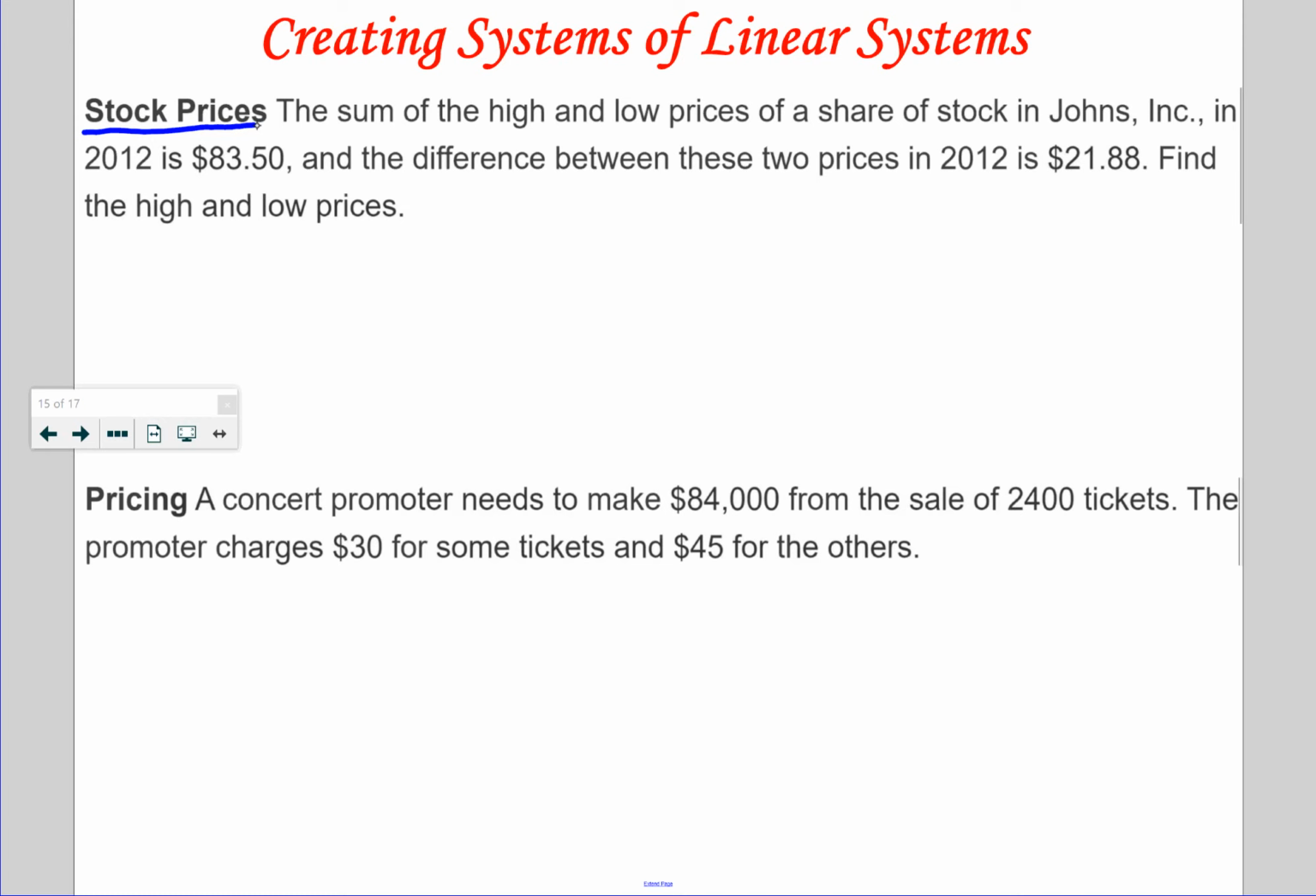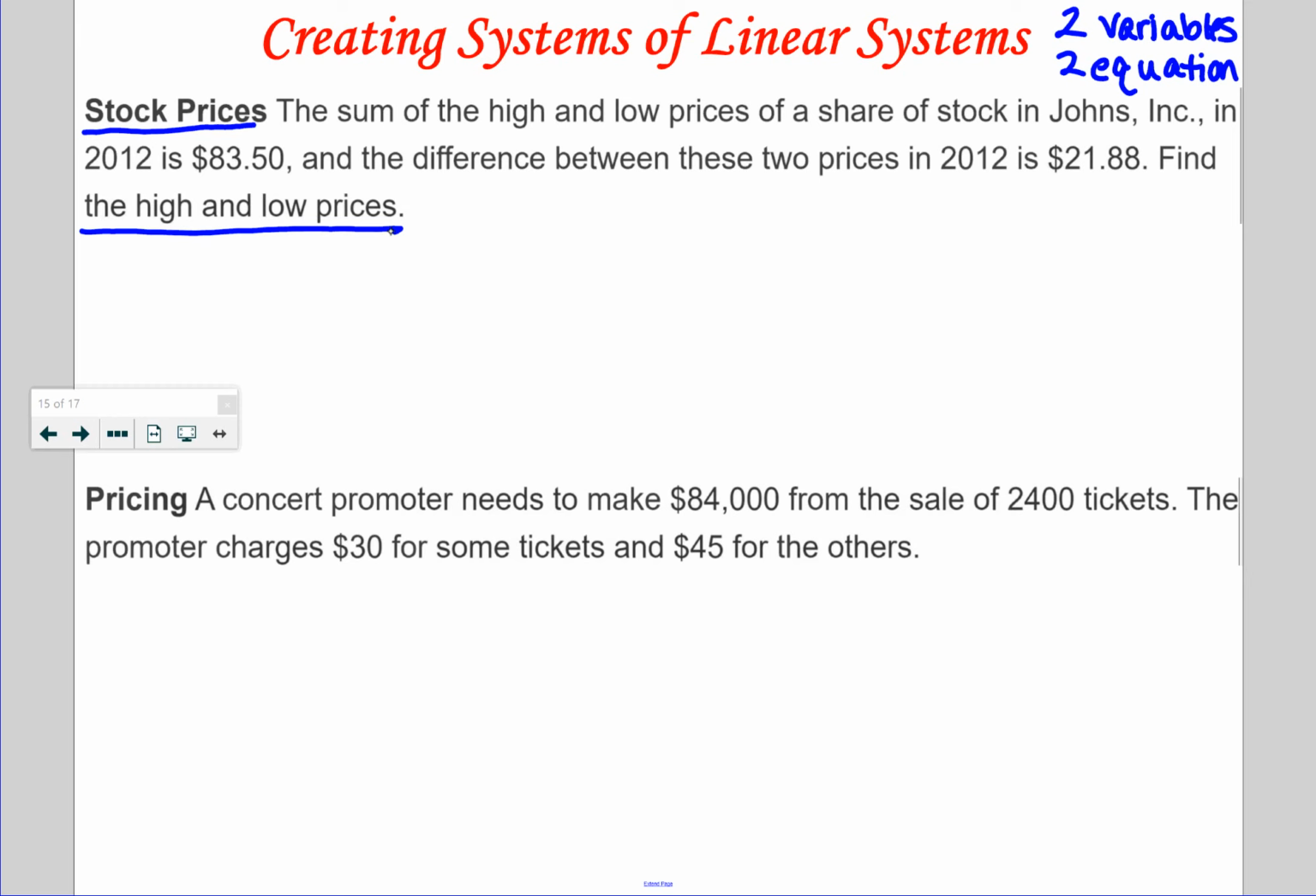When you're creating a system of linear equations, you are going to have two variables, and you're going to have two equations that both have those variables. So the first thing you want to figure out is, what are our variables? What are we solving for? Well, it said to find the high and low prices. So those are our two variables.